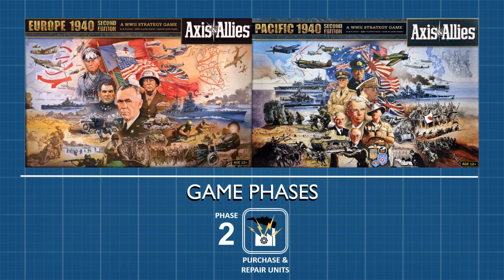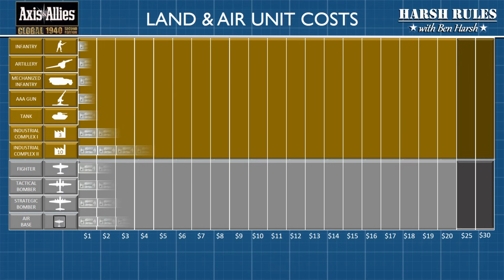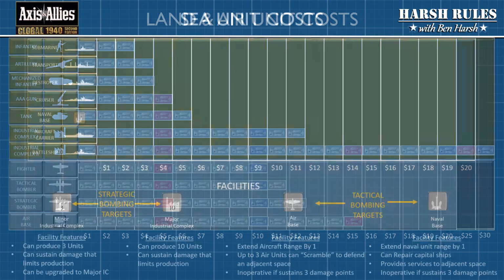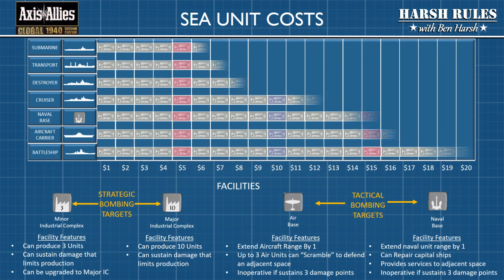Now let's look at Phase 2, Purchase and Repair Units. During this phase, players spend IPCs to purchase units that will be deployed later in the turn. This graph shows each unit's expense in land and air categories. And on this page, the graph shows the expense for naval units.